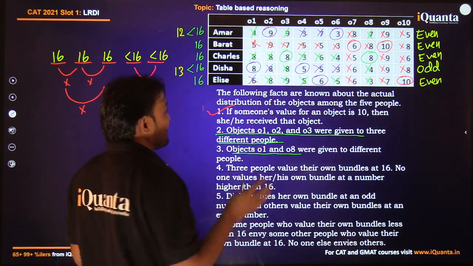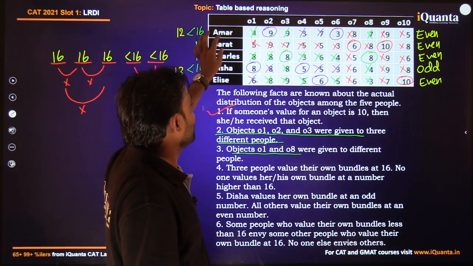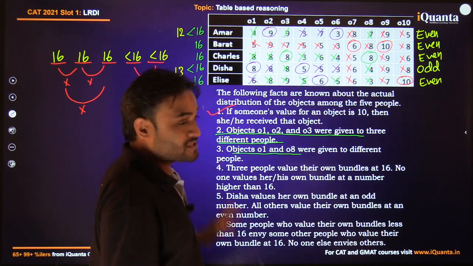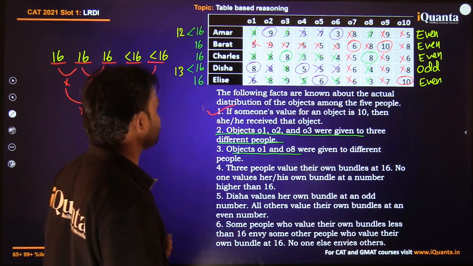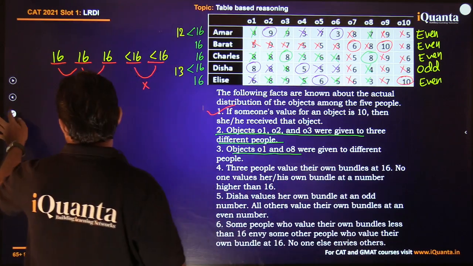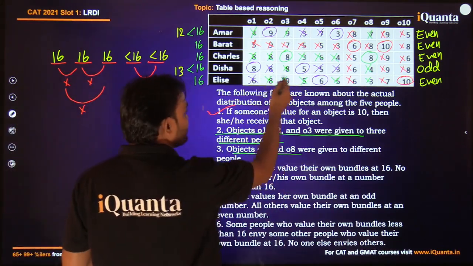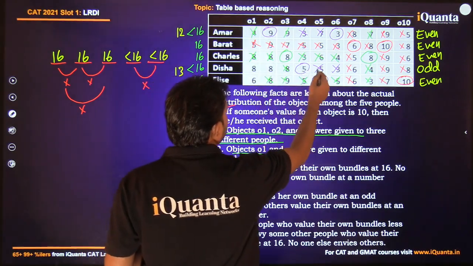Now no other case needs to be checked, because in each case Bharat, Charles or Ellis values their own bundle at 16, so we don't need to check anything else. Now let's check the next case. So this case is valid, guys. Just remember this case is valid. Now we are going to move to the next case.